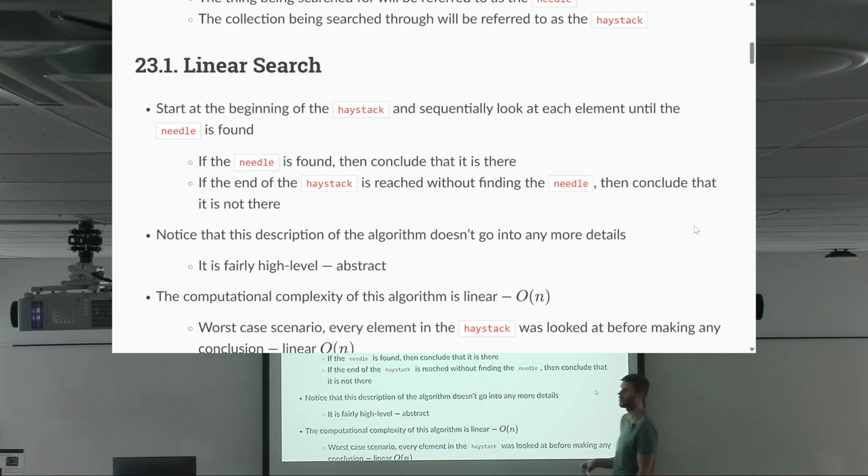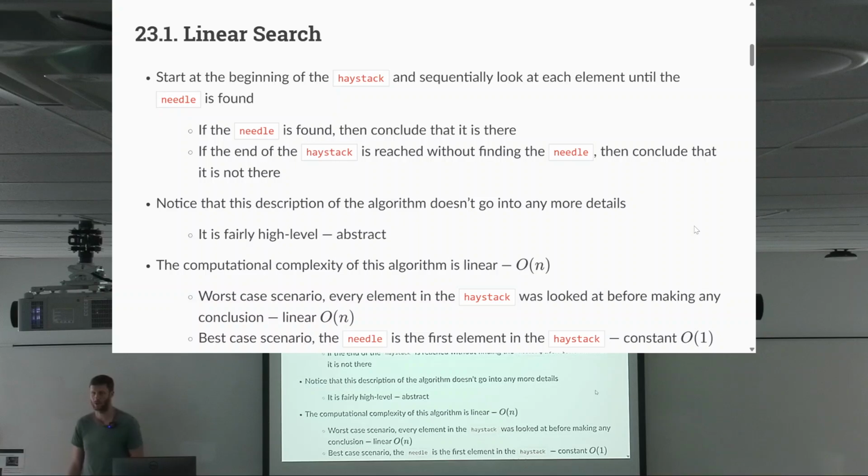So notice that this description of the algorithm does not go into any details. If I say go implement this, I didn't give you code, I didn't give you pseudocode, I just told you the idea. Start at the beginning, look at each thing. If you find it, you're done. If you don't, keep going until you run out of room, and if you run out of things to look at, it's not there. So it's a high-level description of an algorithm. If I asked you to go implement it, you've got a couple of choices to make. Even so, assuming a realistic implementation, this algorithm should be linear.